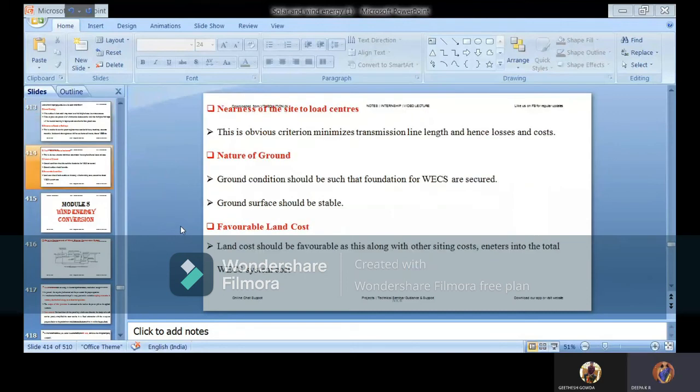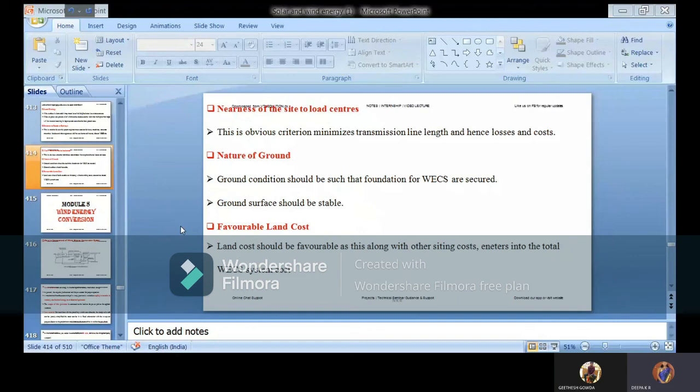Then next is nearness of the site to the load centers. Now this is an obvious criterion: it minimizes transmission line length and hence losses and cost. Means once your generation is done, then distribution takes place. How are you going to distribute without transmission? So that's why they say load centers should be near to the system, so you minimize the losses. Next, the nature of ground.